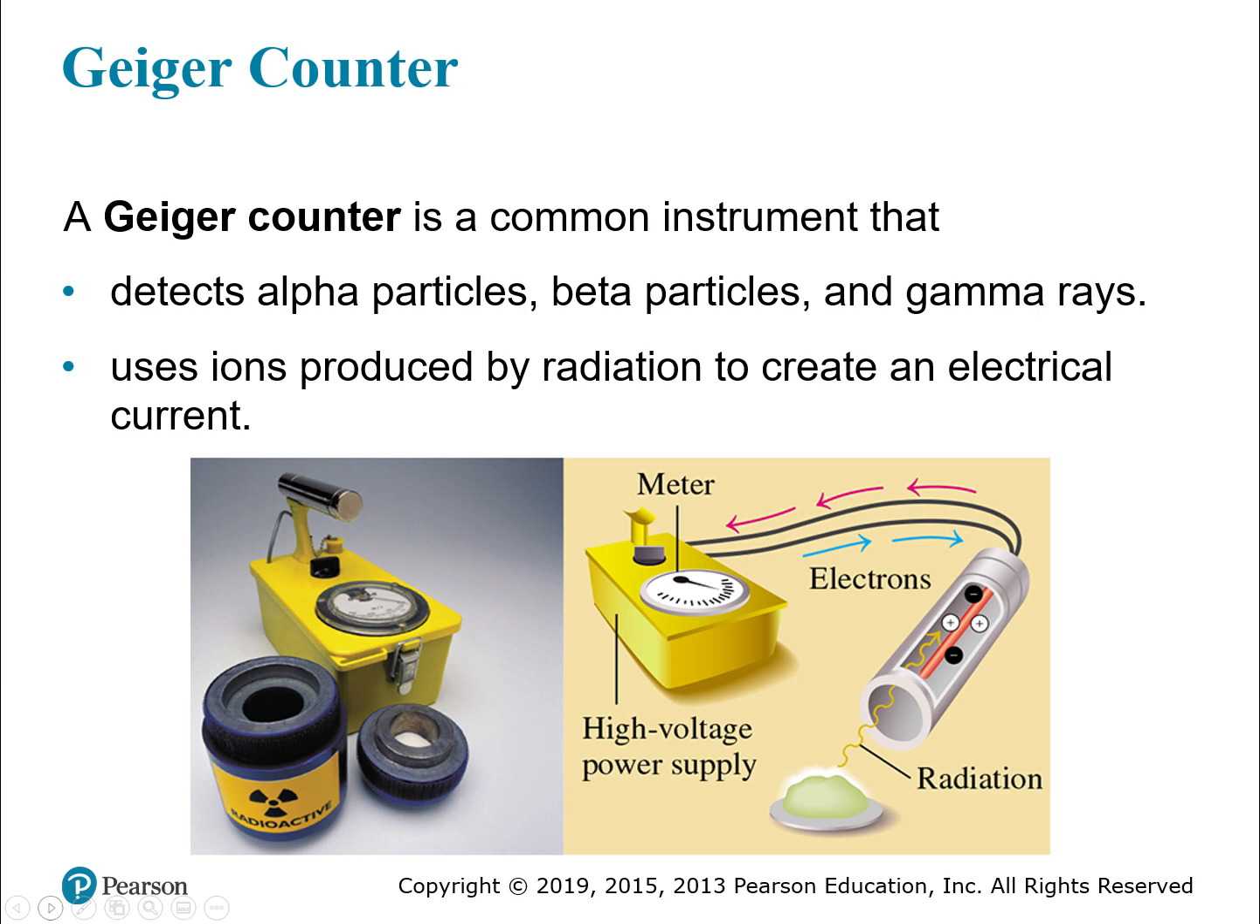A Geiger counter is a very common instrument whenever you're dealing with radiation. If you work in a research lab where you use radioactive isotopes, you'll absolutely have a Geiger counter. Geiger counters detect alpha particles, beta particles, and gamma rays. And these ions that are produced by radiation create an electrical current that can be detected. So that's how they work.